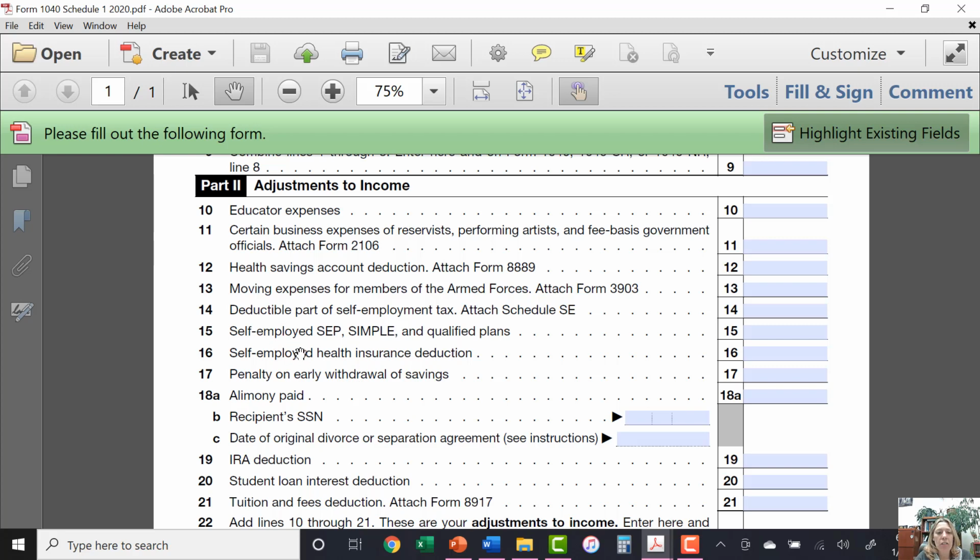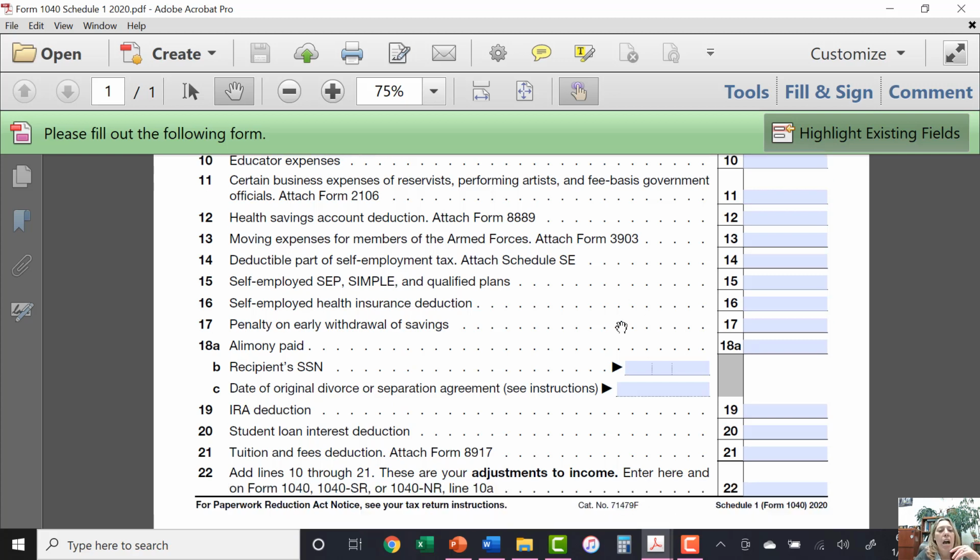These things are out of our scope, so I'm not going to really talk about those. Any penalty on early withdrawal of savings, so that's when you get that distribution code 1. We don't want that, but that's there. That's where that adjustment. Penalty on early withdrawal of savings: that's if you take a CD out before you're supposed to and you get a 10% penalty. You can sometimes take that 10% penalty and deduct it, so it's not taxed.